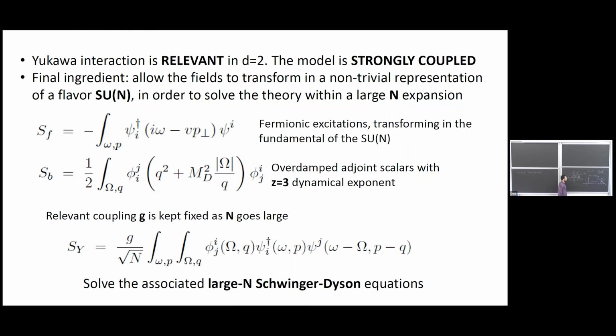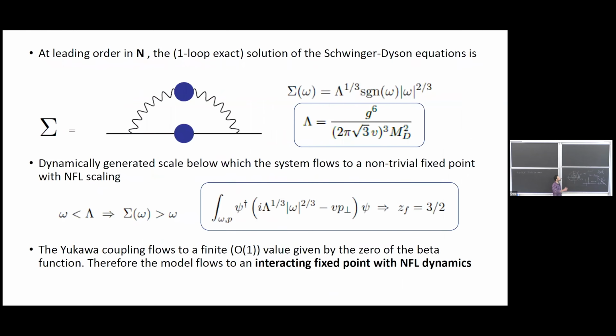So we have a well-defined problem, and we can solve the theory by resumming all the planar diagrams and solving the Schwinger-Dyson equations. And this is what we do. The main result is what one obtains for the fermionic self-energy. It has two important ingredients. The first feature is that it scales with some power of the frequency which is less than 1. So at some point, for frequencies low enough, one would expect this quantum correction to dominate over the linear dispersion.